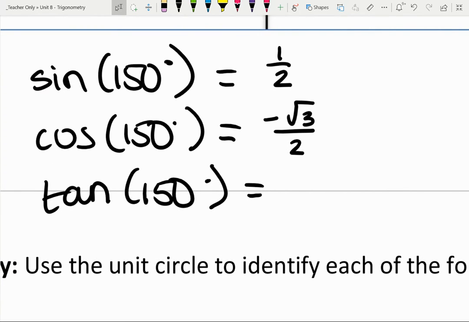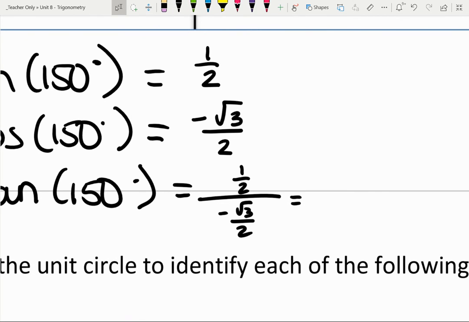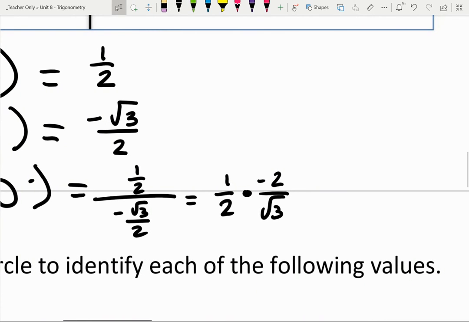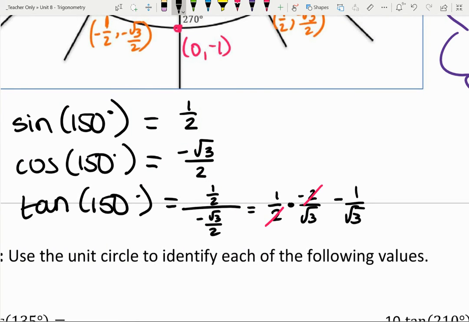And then our tangent, remember we take the sine and we divide it by the cosine. So that would be 1/2 divided by negative √3/2. And remember, dividing by a fraction is the same as multiplying by the reciprocal. So 1/2 times negative 2 divided by √3. The reciprocal is writing the fraction with the denominator and numerator switched. And when I do that, my 2's reduce and I'm left with negative 1/√3.